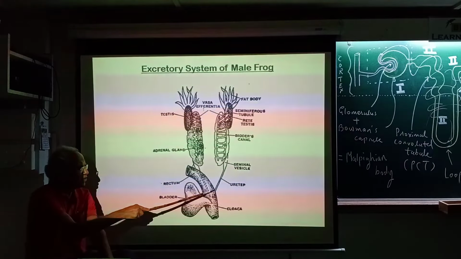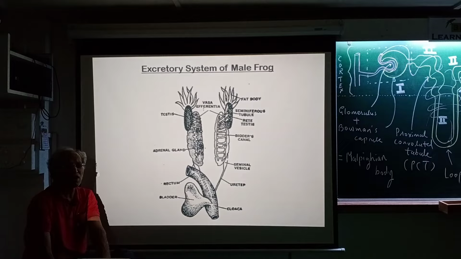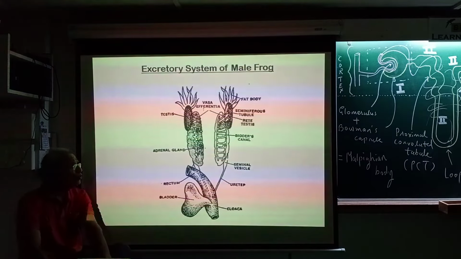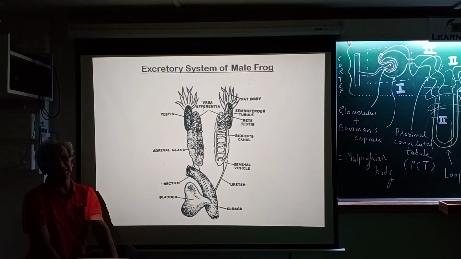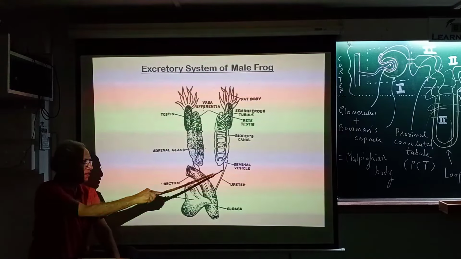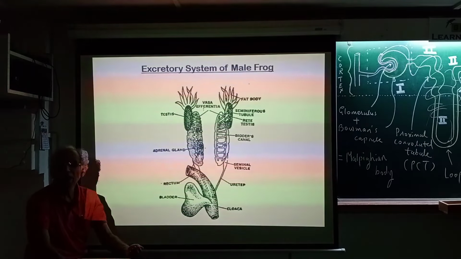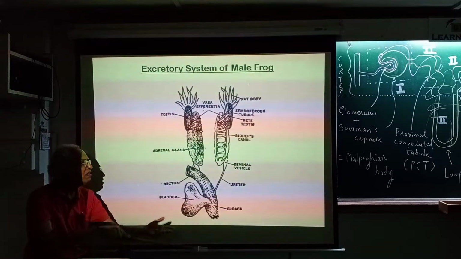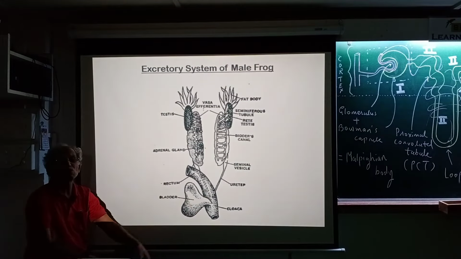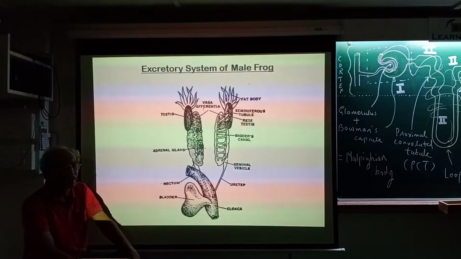So these are the ureters, and sometimes they are better called urinogenital duct, because what is passing through the ureter is sometimes urine and rarely sperms also. So the tube is the same, so it is called urinogenital duct.